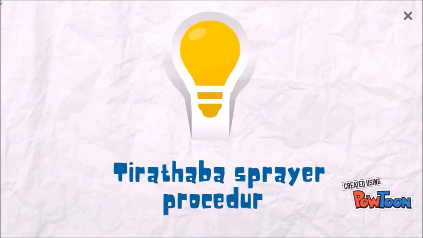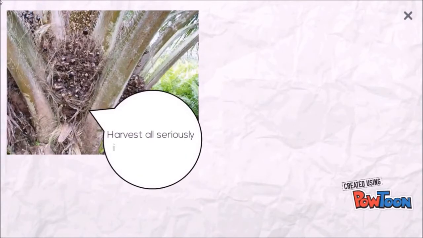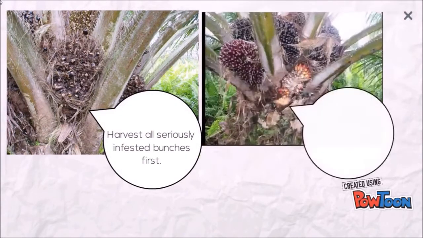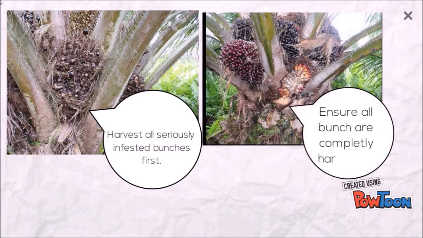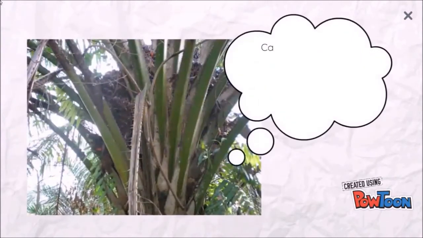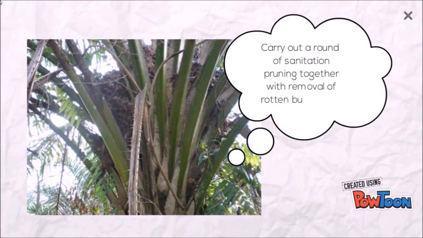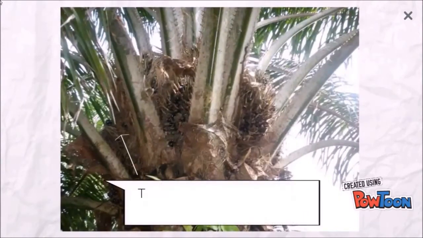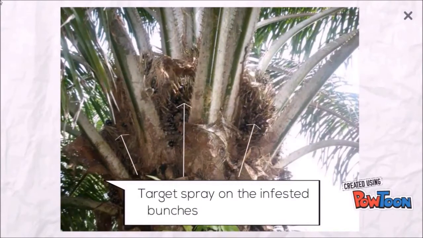Tirathaba sprayer procedure. Harvest all seriously infested bunches first. Ensure all bunches are completely harvested. Carry out a round of sanitation pruning together with removal of rotten bunches at the same time. Target the spray on the infested bunches, not the fronds.